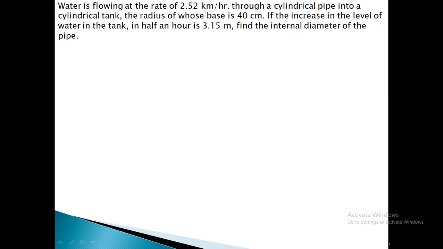Now the next question is: water is flowing at the rate of 2.5 km per hour through a cylindrical pipe into a cylindrical tank, the radius of whose base is 40 centimeter. If the increase in the level of water in the tank in half an hour is 3.15 meter, we have to find the internal diameter of the pipe. In the previous question we found the height, the rising level of water in the tank. Now we have to find the internal diameter of the pipe.